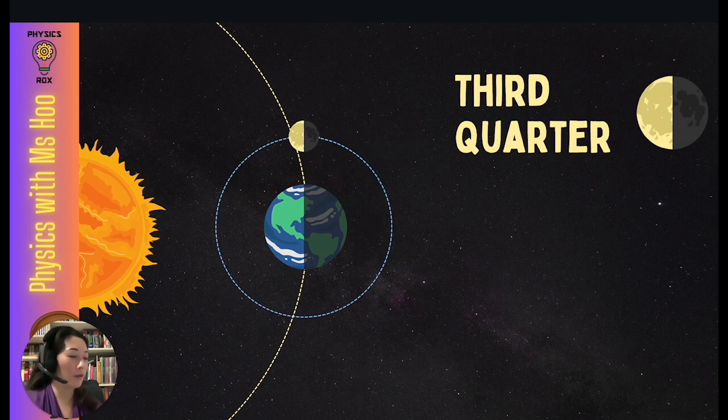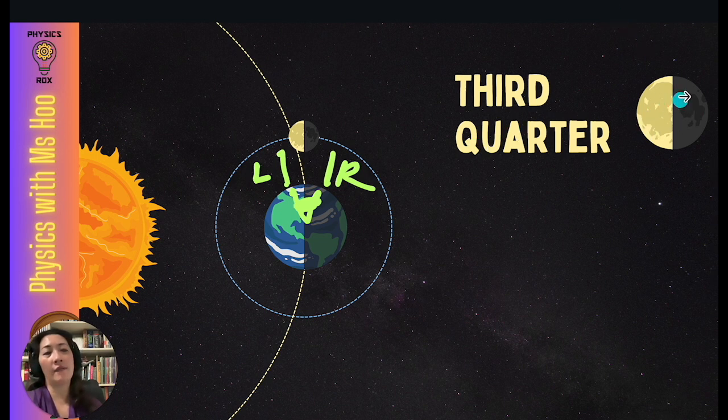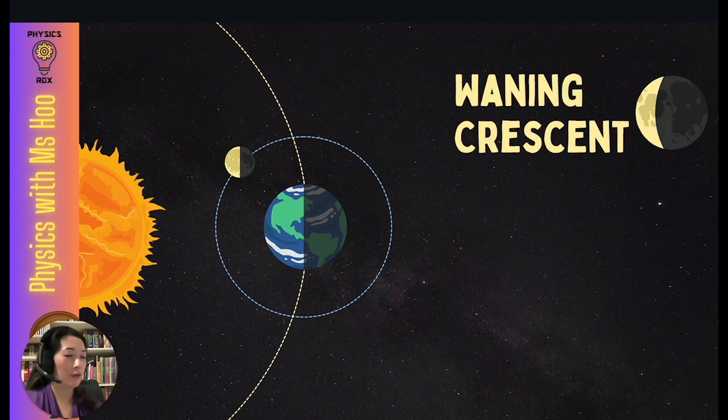Same thing for the third quarter, which is the half moon. So when we observe the moon this way, this part is the left, this part's the right. So the illumination is on the left of the moon and the dark areas on the right. Then when we head on over to the waning crescent, our eye is here. So that's why we see the illuminated part on the left and the dark part on the right.